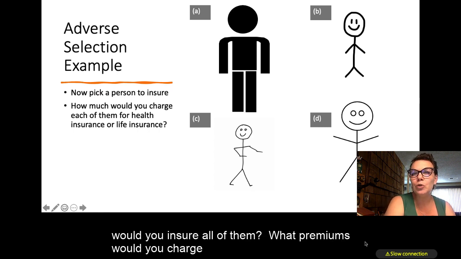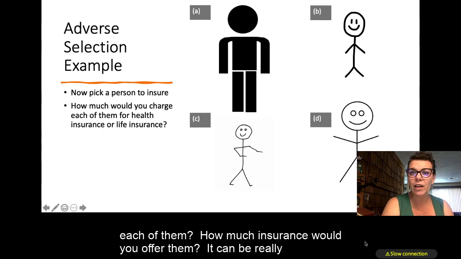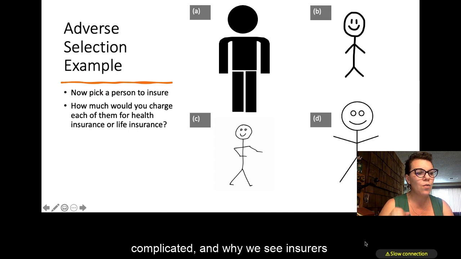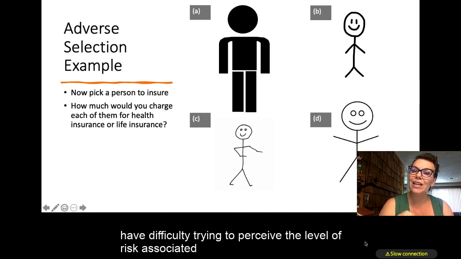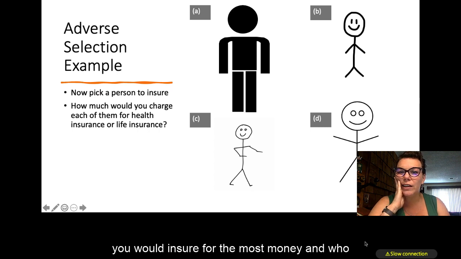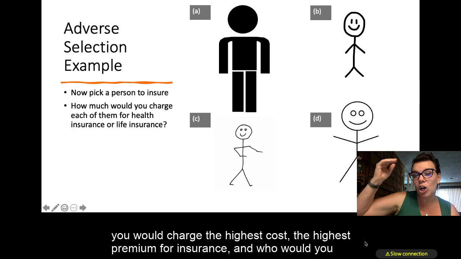Who would you insure? All of them? What premiums would you charge each of them? How much insurance would you offer them? It can be really hard to tell. And so now we start to understand why insurance markets are so complicated and why insurers have difficulty trying to perceive the level of risk associated with insuring one person. So pick in your mind who you would insure for the most money, who you would charge the highest premium, and who you would charge the least.